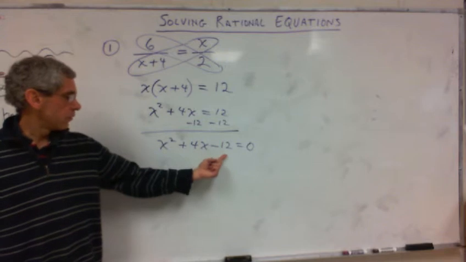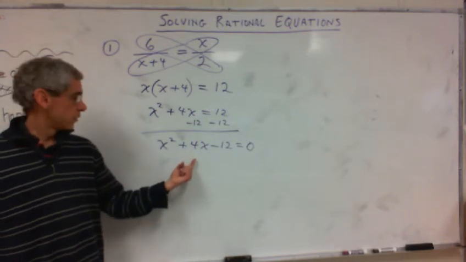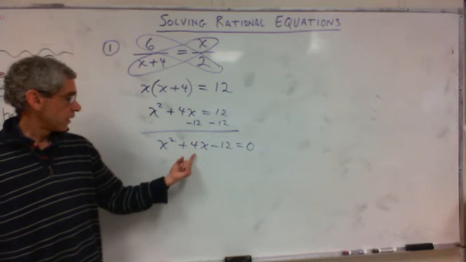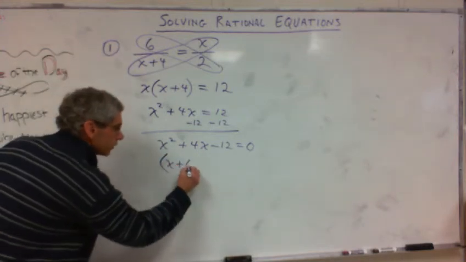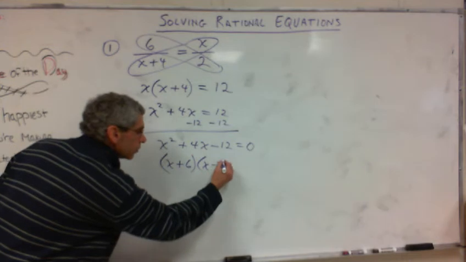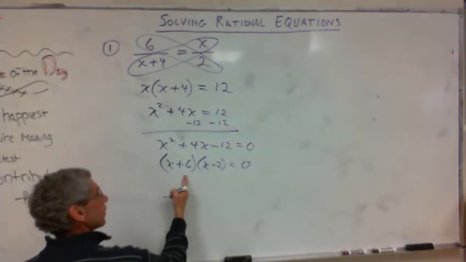Factors of negative 12 that add to 4. How about 2 and 6? And negative 2. So positive 6, negative 2, right? So x, what did I say? Plus 6 times x minus 2 equals 0. Therefore, my answer is either A.